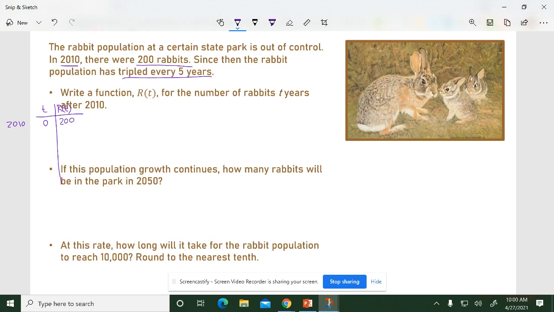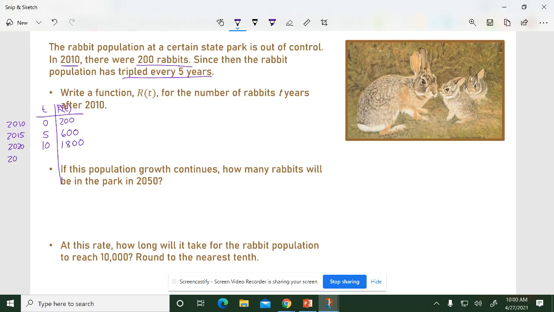Now it tells us it's tripling every 5 years. So the next year we want to look at is 2015. That's 5 years in, and we know the population is tripled. So if we take the original 200 and triple it, we're going to end up with 600. Okay, 5 more years would put us at 2020. That would be 10 years into this situation. It's going to triple again. So 600 gets multiplied by 3, and we have 1,800.